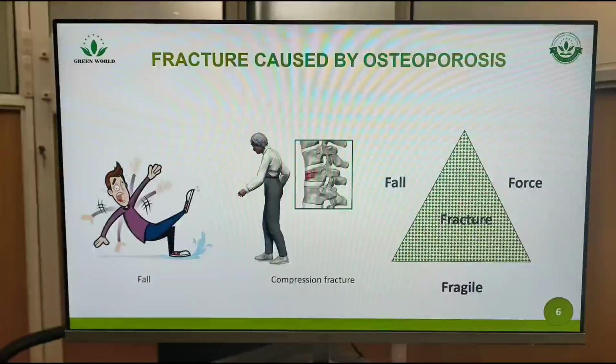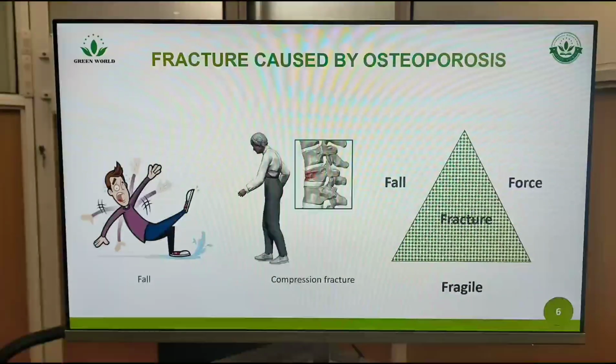Now a fracture can be caused by a fall, as you can see from the left picture, and from the right picture, it can be caused by what is called internal force. For example, the compression in the right picture is an internal force.